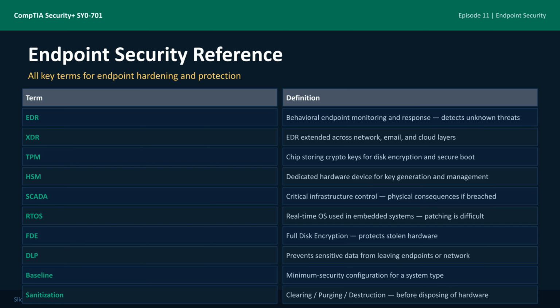Here is a reference of the key endpoint security terms. Remember EDR's focus on behavioral detection, XDR's extended scope, TPM and HSM's roles in key management, and the crucial distinction between the three sanitization types: clearing, purging, and destruction.